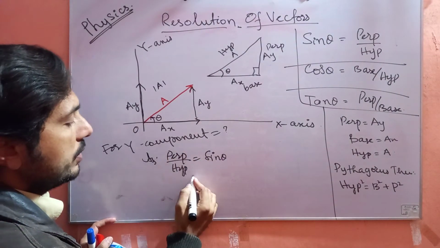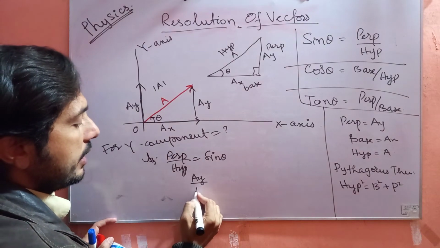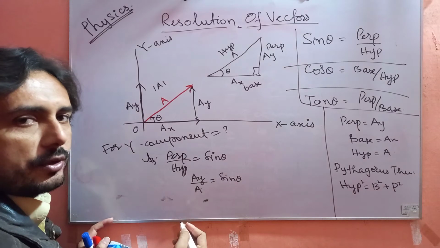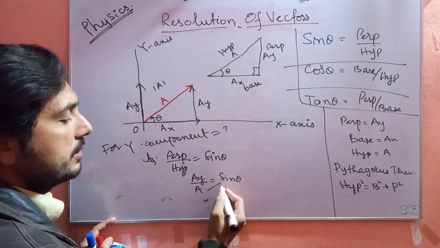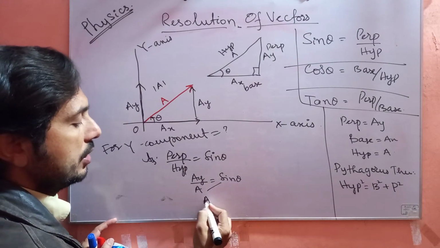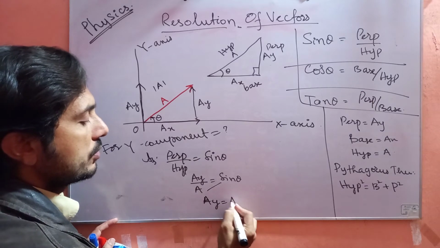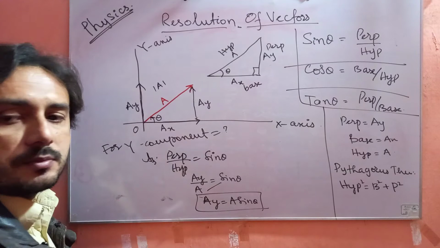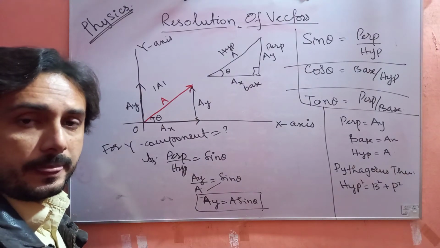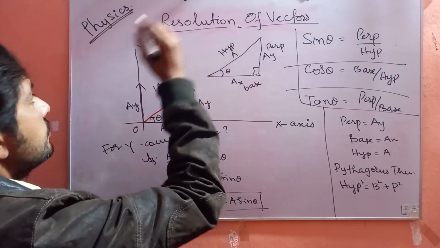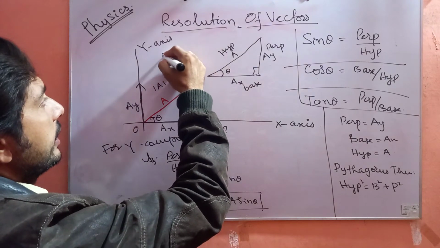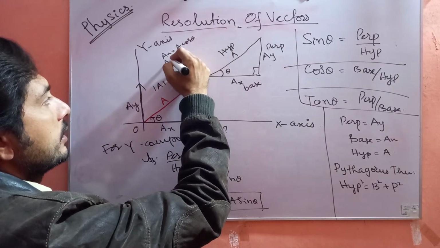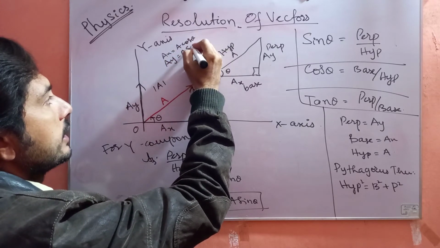Since perpendicular is equal to Ay and hypotenuse is equal to A, we put Ay upon A is equal to sine theta. Again, similarly, by cross multiplication we get the answer. That is the formula to determine the y component. So I'm just writing down the formulas here: Ax is equal to A cos theta and Ay is equal to A sine theta.